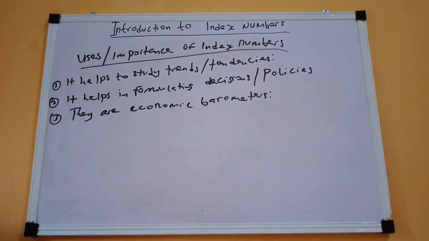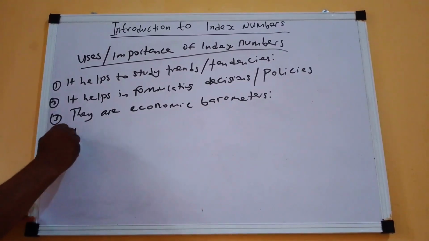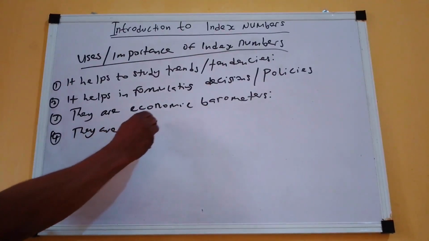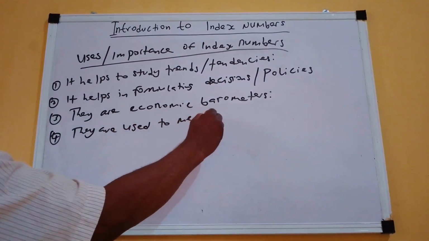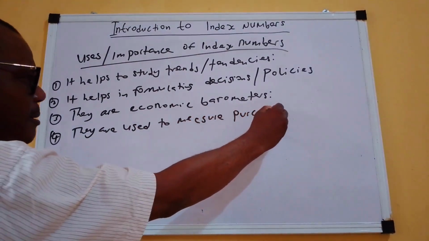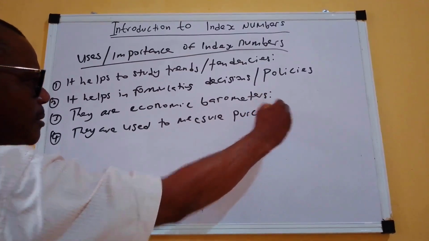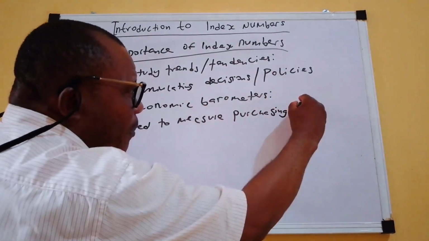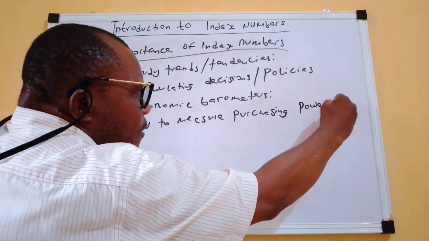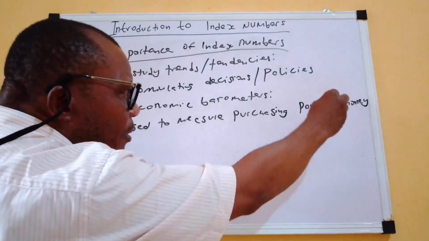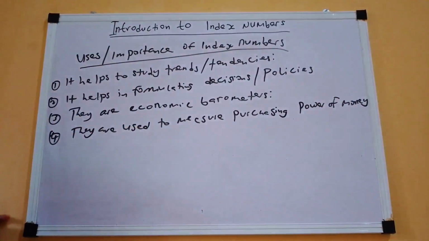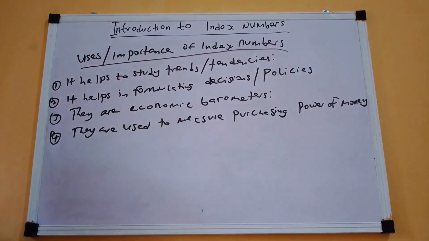Then another use of index numbers: they measure the purchasing power of money. Now, if a particular currency is losing its value, it can be traced using index numbers. They are used to study or to measure the purchasing power of money.